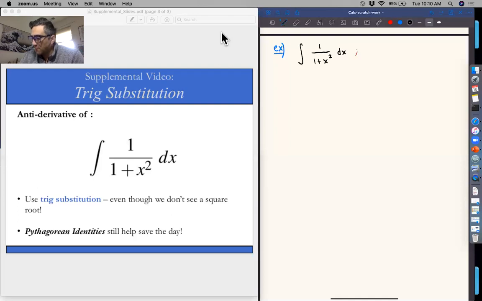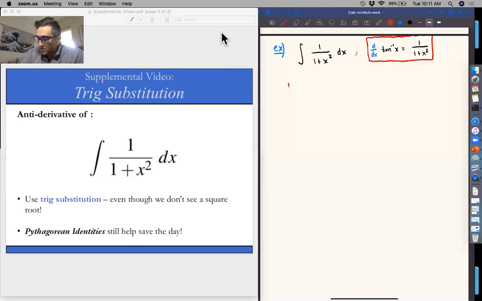You might remember from Calc A that if we take a derivative of arctangent, what we actually get is 1 over 1 plus x squared. So if you remember this derivative relationship, you should be able to see that this integral should give us an arctan. But we're going to explicitly show how that's possible using trig sub in this example. So, name of the game here is using trig sub.